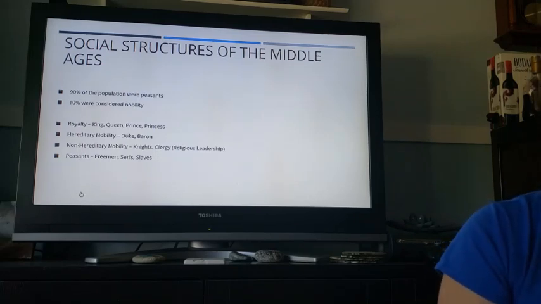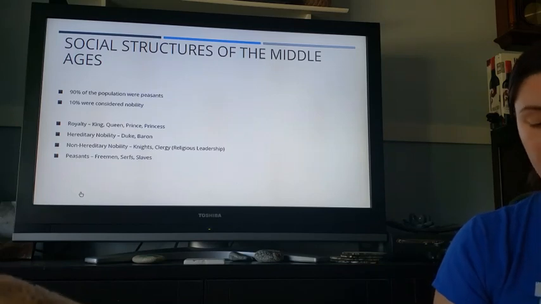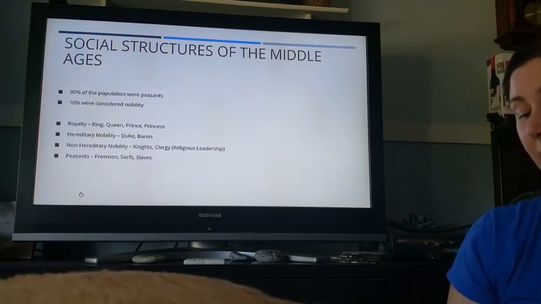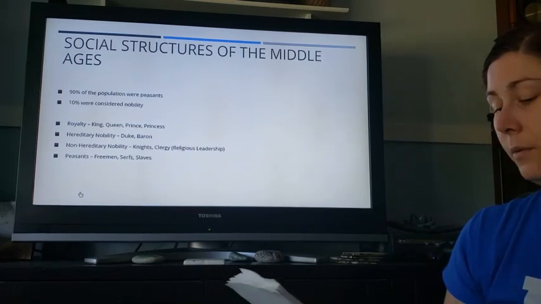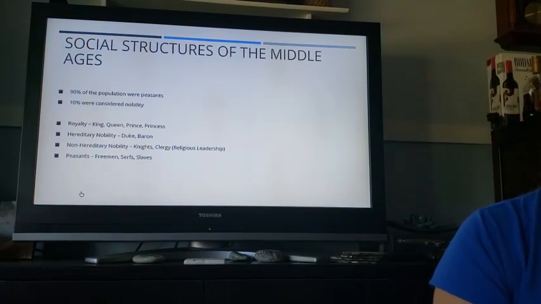Kind of aside from all of this was the clergy. So the clergy was not considered one of the social classes of the Middle Ages, but it did play an important and influential role at the time, and did have a hierarchy of its own. The Pope was naturally at the top of the order, while nuns and monks were at the lowest end.